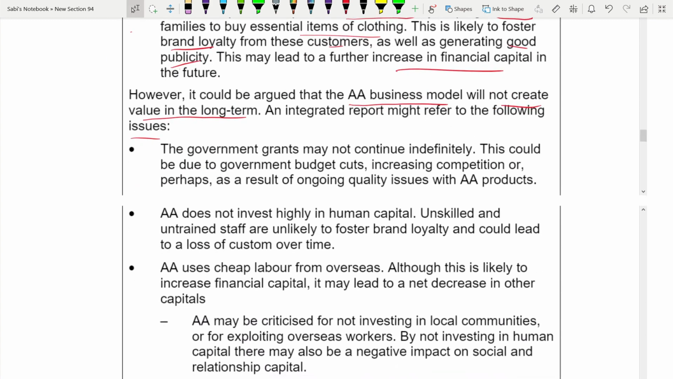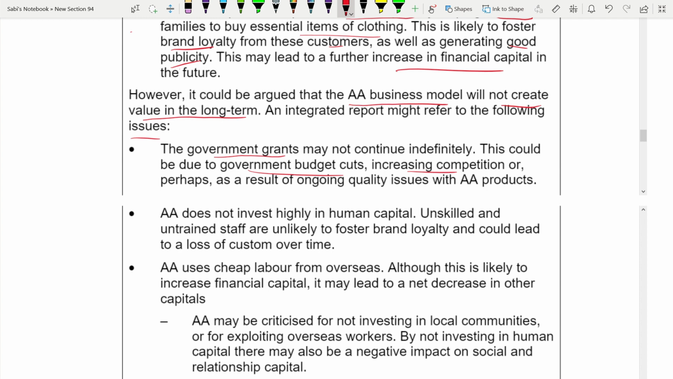Okay, on one side you are saying government grants will increase your financial capital, but can you rely on it forever? No, you cannot rely on it. Why? Suddenly some year the government will have budget cuts, then what? Or increasing competition, then what? Or as a result of ongoing quality issues with AA products. There could be so many things.